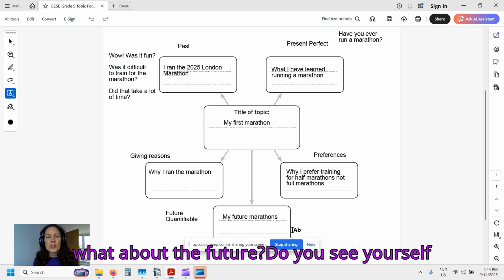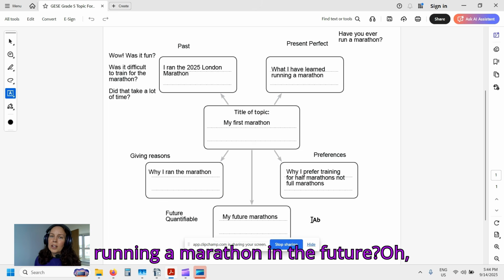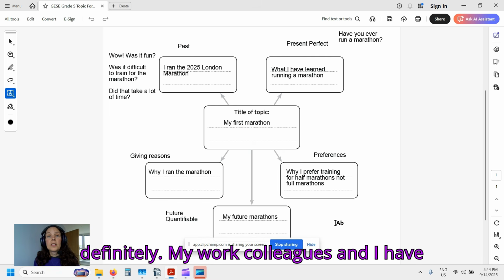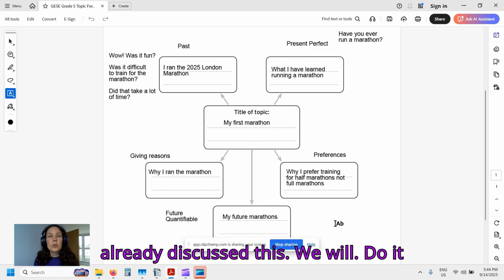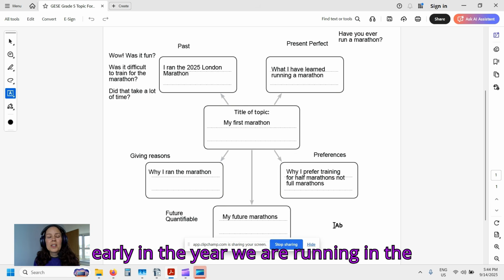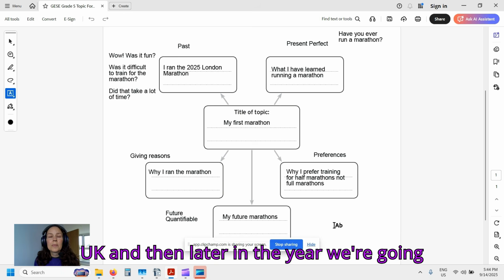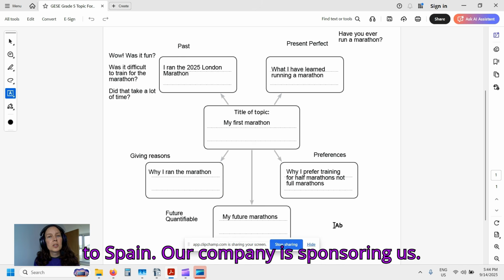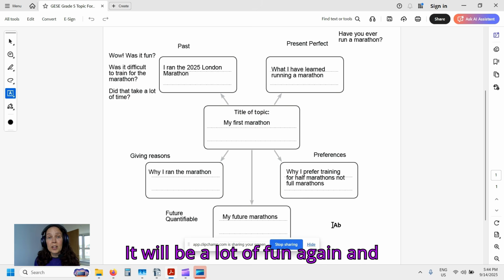And what about the future? Do you see yourself running a marathon in the future? Oh, definitely. My work colleagues and I have already discussed this. We will do it next year, again, as a team. So early in the year, we are running in the UK. And then later in the year, we're going to Spain. Our company is sponsoring us. It will be a lot of fun again.